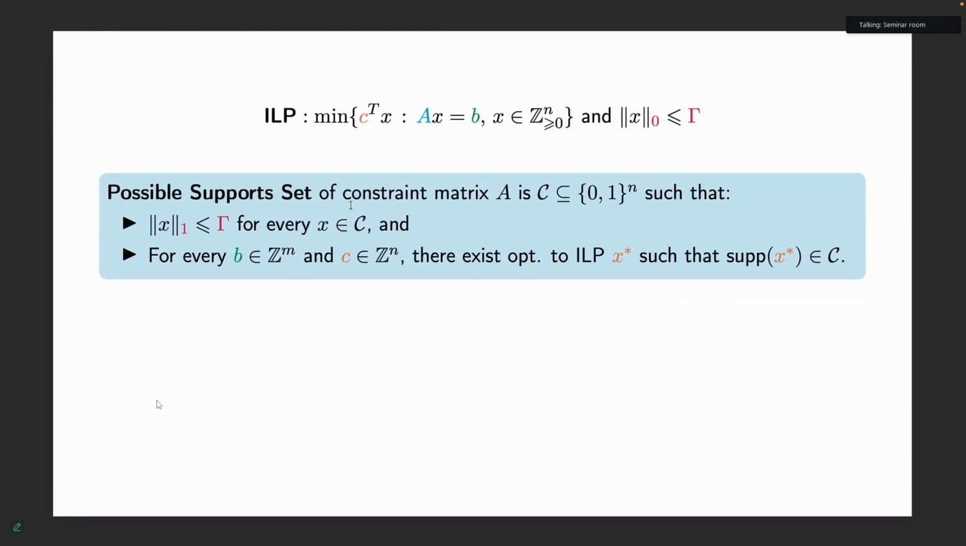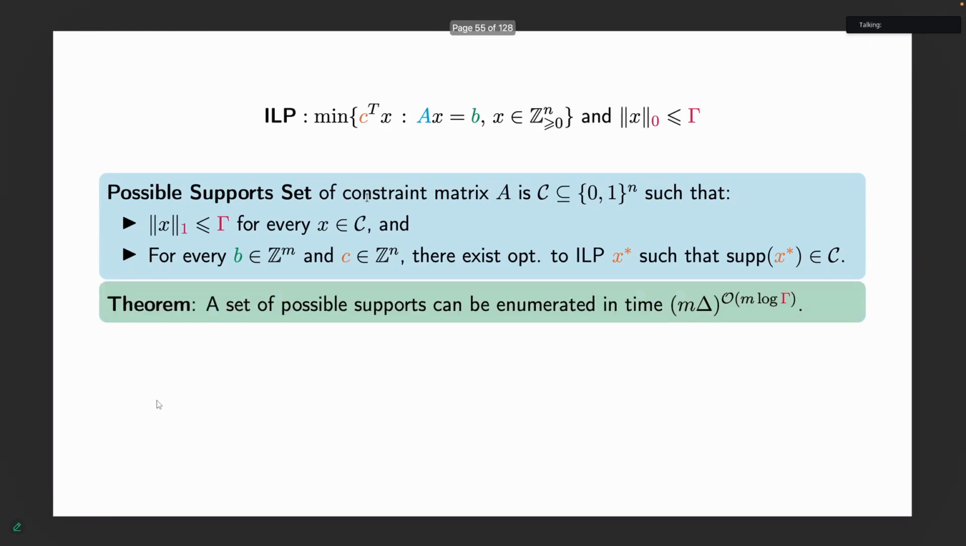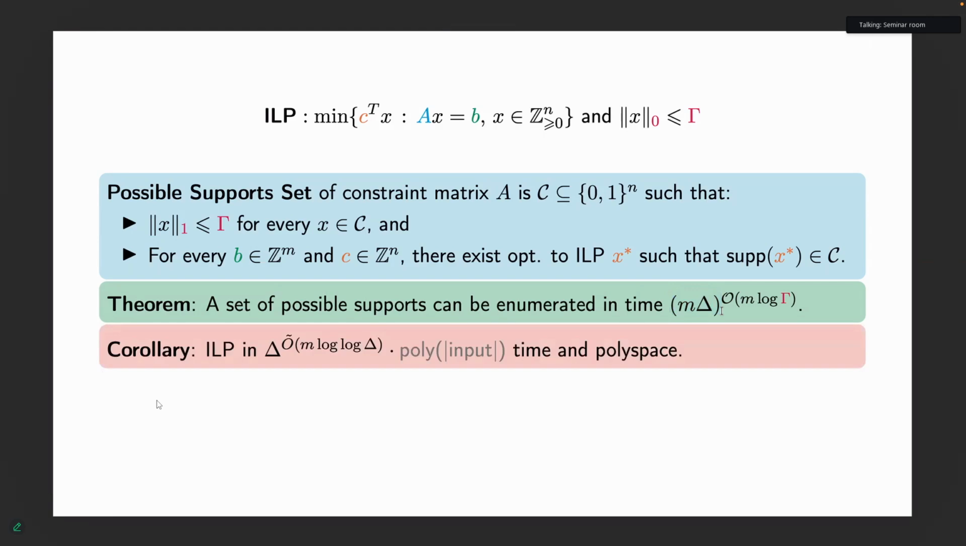The input is completely oblivious to B and C, but somehow it works. And the theorem that I'm going to prove is that this set is small, but it can also be efficiently enumerated. So it can be enumerated in delta to the m times log gamma time. Log gamma will be roughly log m plus log delta. So this will give us the running time. And the space is also polynomial to enumerate this set.